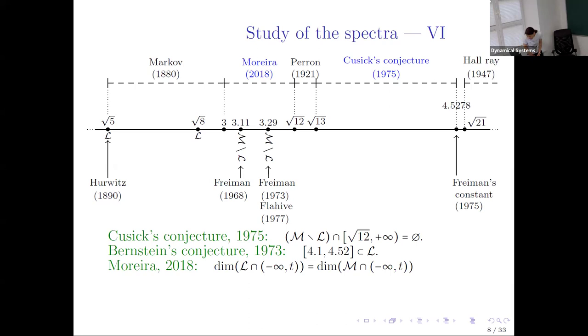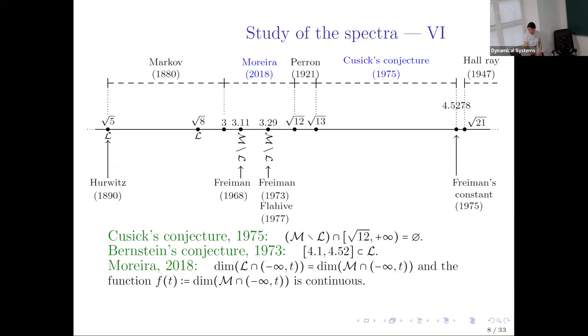Finally, Moreira proved that the two sets have in fact the same dimension within the left half ray. So this was maybe the first breakthrough in this century. What dimension is this? This is the Hausdorff dimension. Yes, the Hausdorff dimension of the two sets is the same in the left half ray. This was called the dimension function, maybe after Moreira, the Moreira function. And this dimension function is continuous.